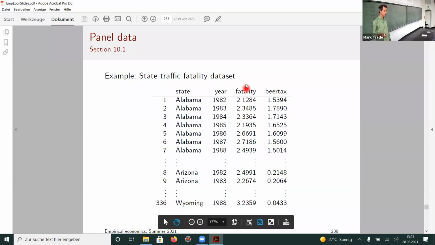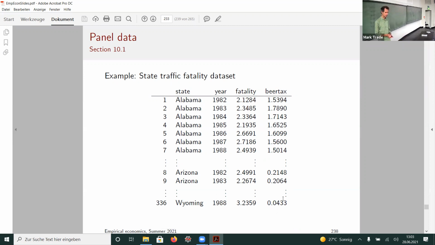That's one variable, the traffic fatality rate, and the other variable is the beer tax. So here you have a beer tax of 1.54, and so on. In Wyoming, the beer tax is much lower, it's only 0.04. So there's a lot of variation in the rate.